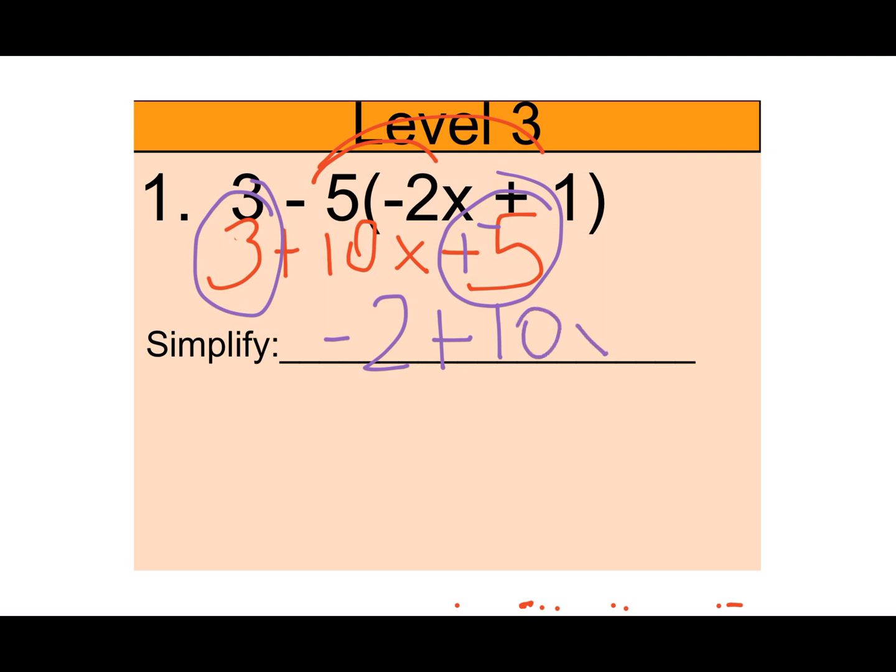Now, one of the things that we need to really focus on is writing things in order. When you type the answer in, I'm not going to accept -2 plus 10x. We need to write things in order. So we're going to start with our variable first. So our final answer is actually going to be 10x. Notice that it's a positive 10 because that says plus 10x. And then this is a -2, so I'm going to write -2. I take the sign with the number.